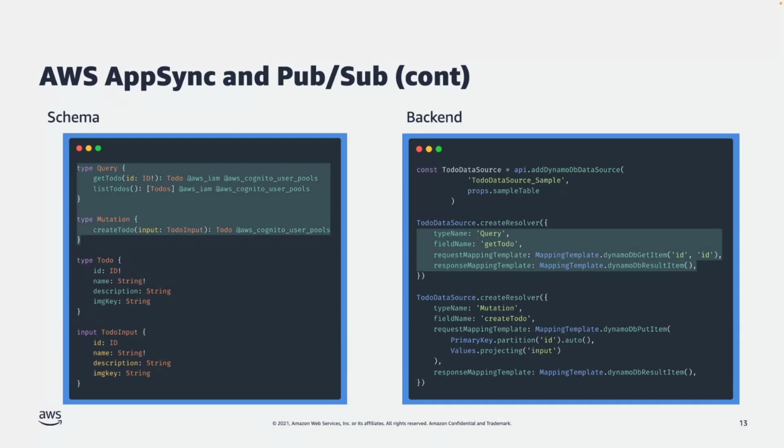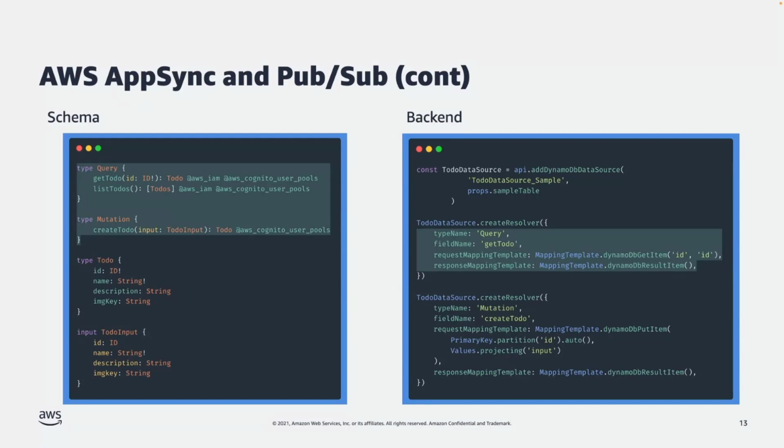Now, what we see next to this to-do on this same get to-do line are going to be directives. We have this AWS IAM directive, and what that essentially says is you have to have the correct IAM permissions to access this get to-do. This can come in the form of a user, whether that be authenticated or unauthenticated, and it can also come in the form of an AWS service that has those permissions applied.